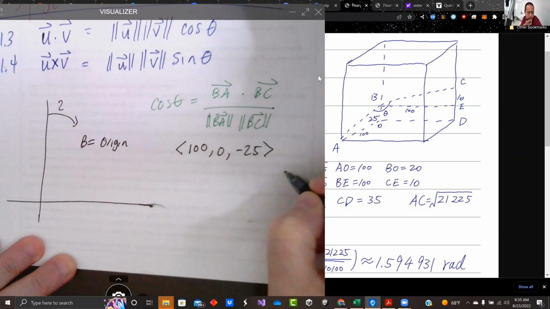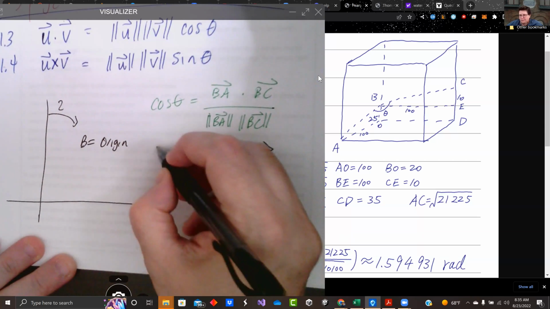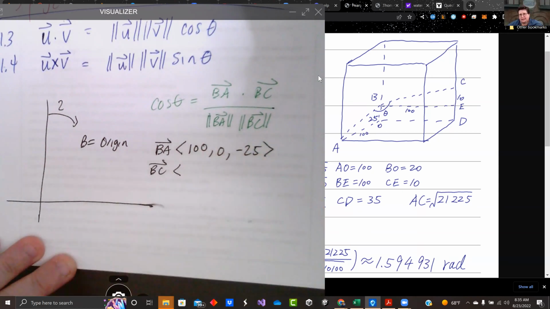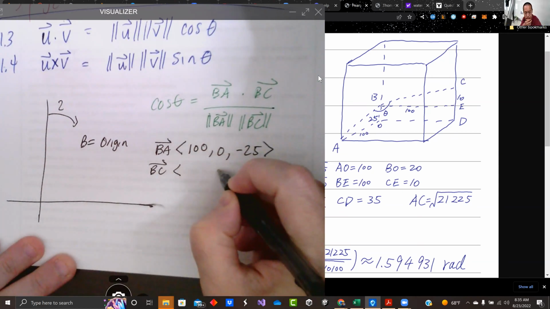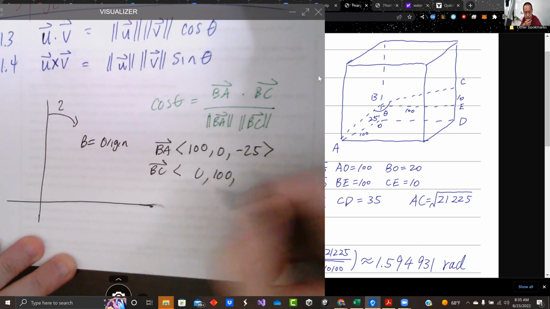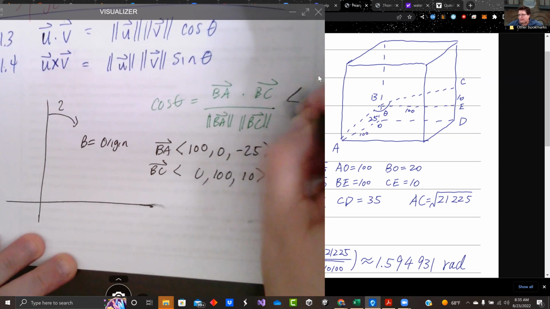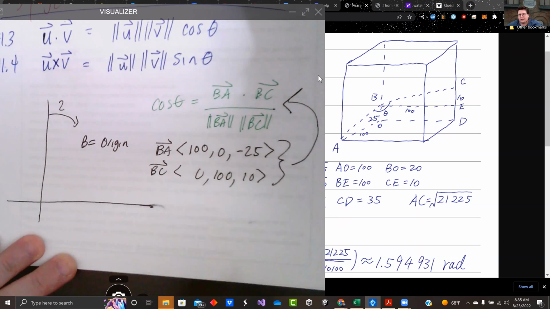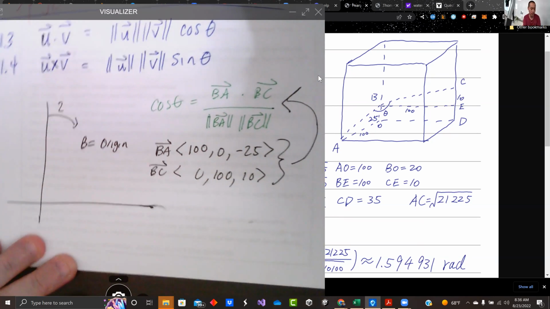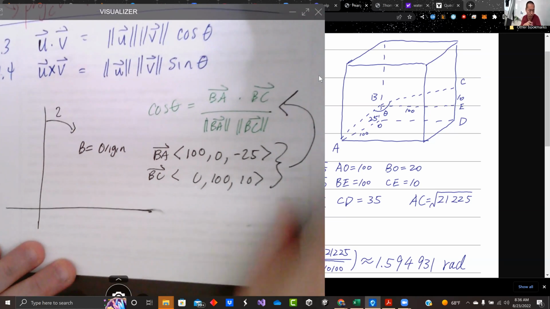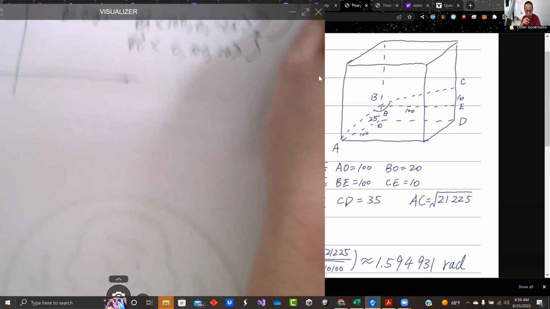And that's my BA. And BC, it's not going any in the X, it's only going east, which would be Y. It's going 100 in the Y, and it's going up 10. I would use these two to figure out cosine theta. We can do that together real quick.